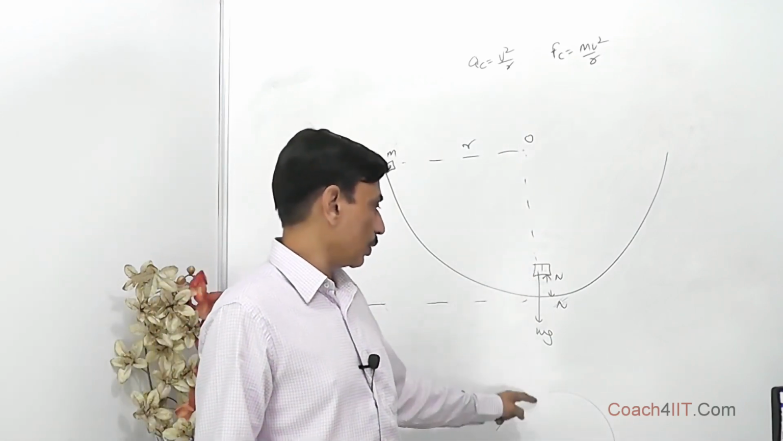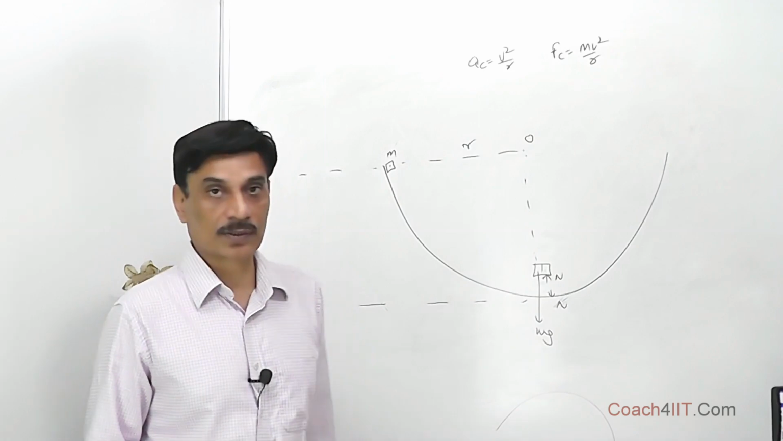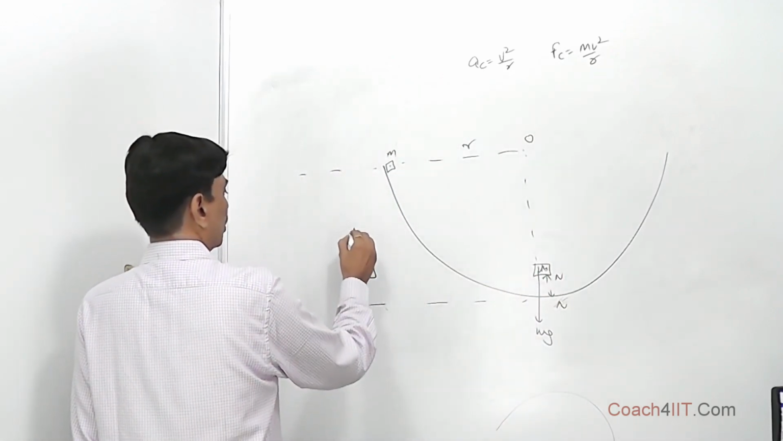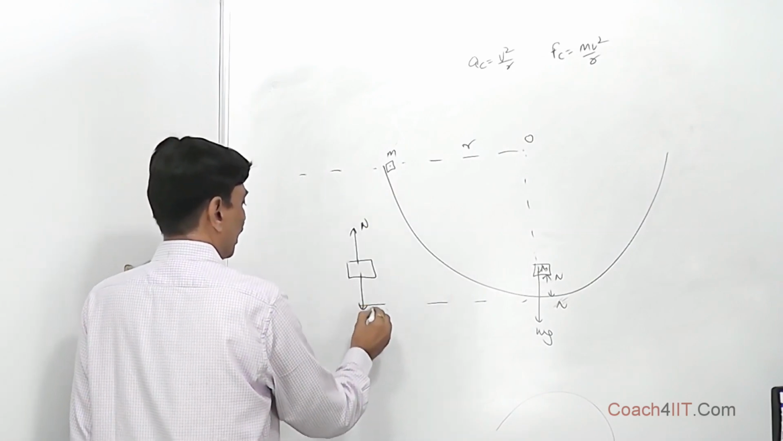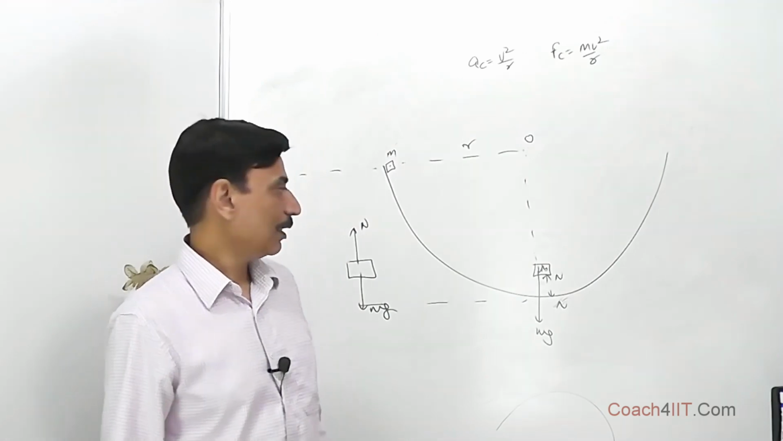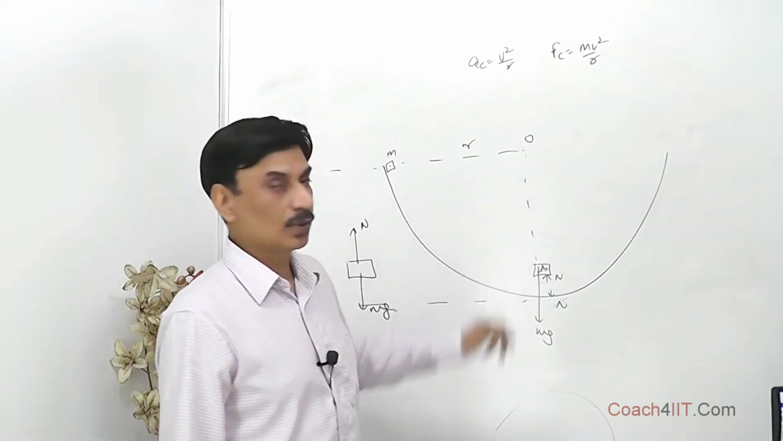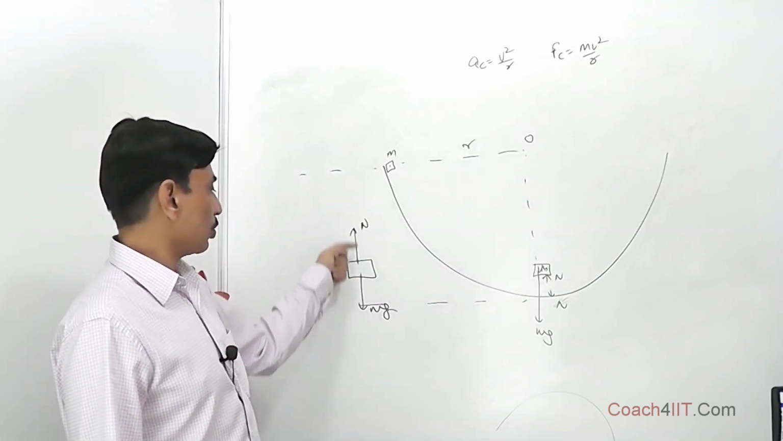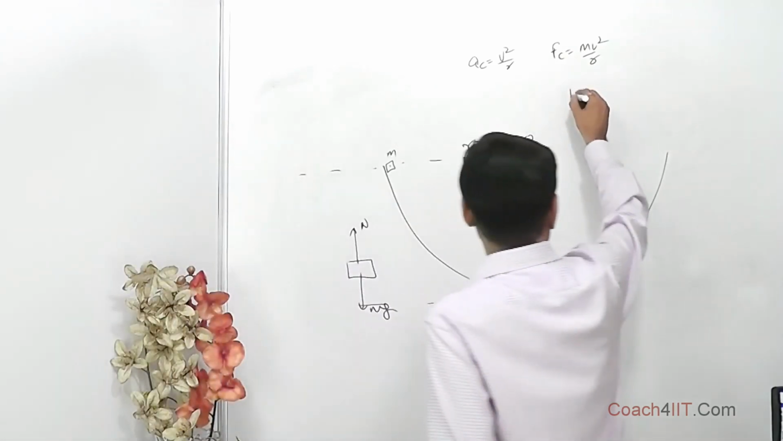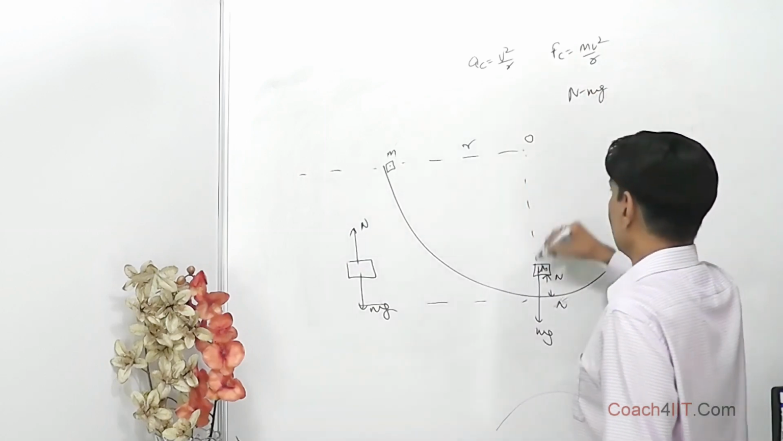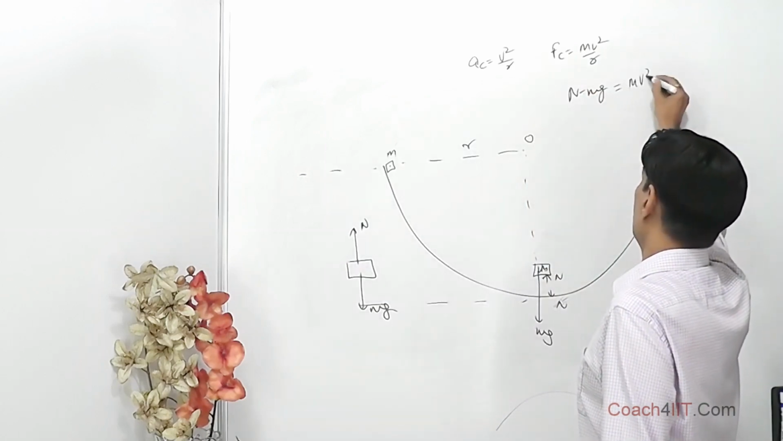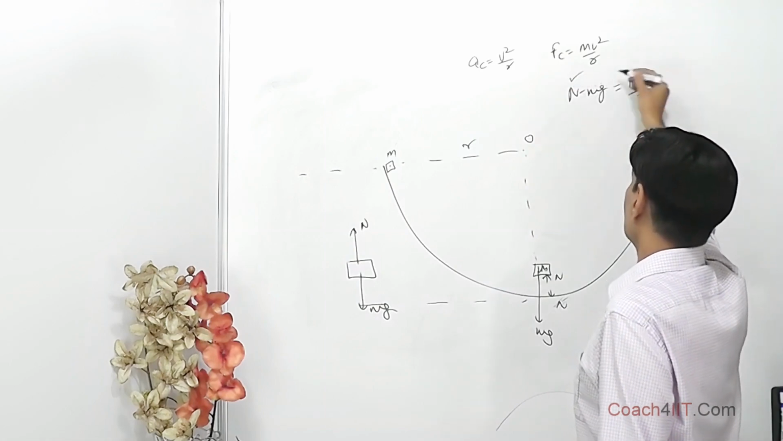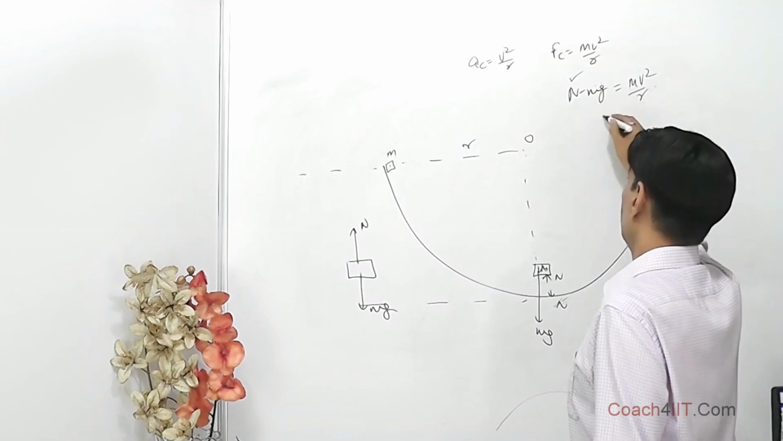Action, reaction, they are always on two different bodies. So onto this block of mass m, we have two forces, one is N acting this way, the other is mg acting this way. Eventually this block has to accelerate towards the center. It means the net force has to be towards the center. It means N has to be greater than mg. So N minus mg is the net force, and this should meet the requirement, that is mv square upon R.